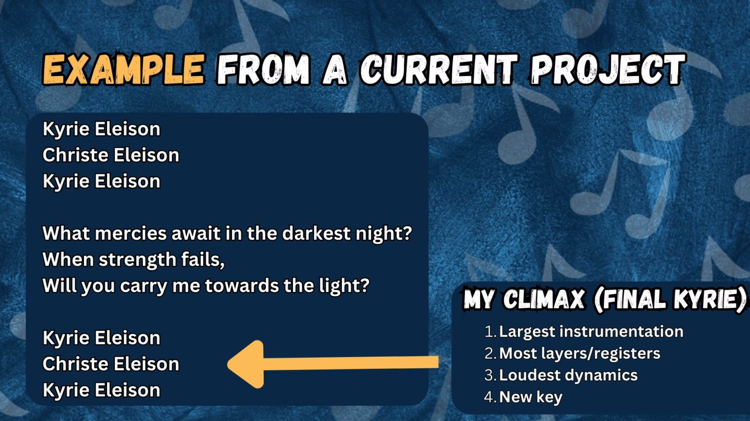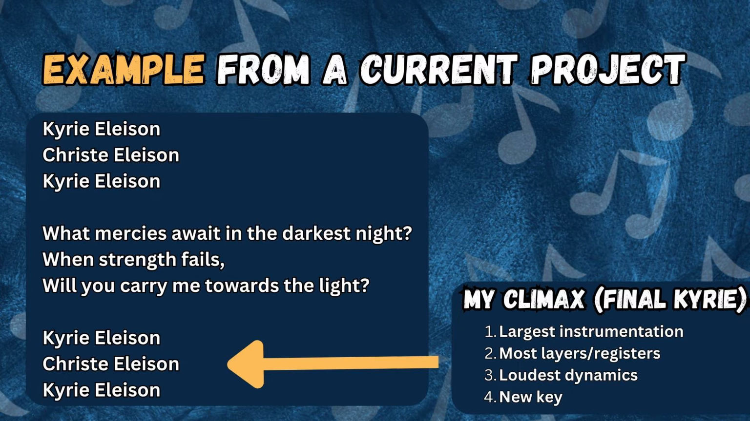Number one is I just want this to be the largest size, across instrumentation and or possibly the number of octaves or registers that I'm using. Number two, I want this section to have the loudest dynamics. And number three, I want it to involve some kind of key change. Maybe not changing the key right at this moment just because it's so close to the end, but at the very least, I want this section to be in a different key than it was originally in the first A section. And that's all it really takes.